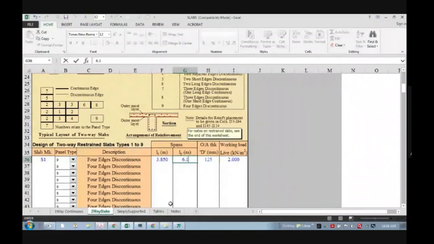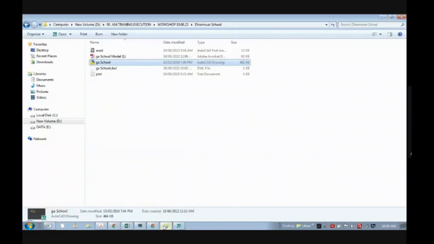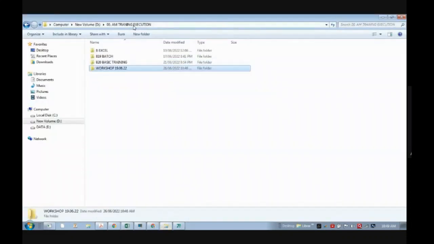6.1. Let's assume 125 in the beginning. Live load कितना रहता है school classroom के लिए? Where will you get this information? What is the live load for classroom?